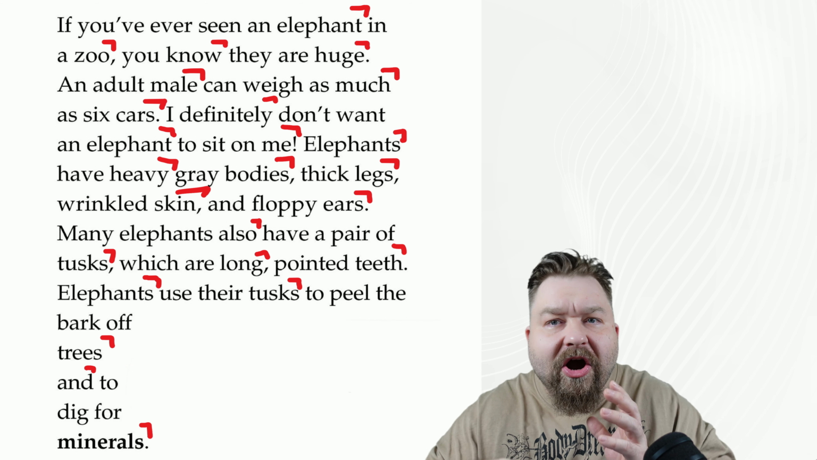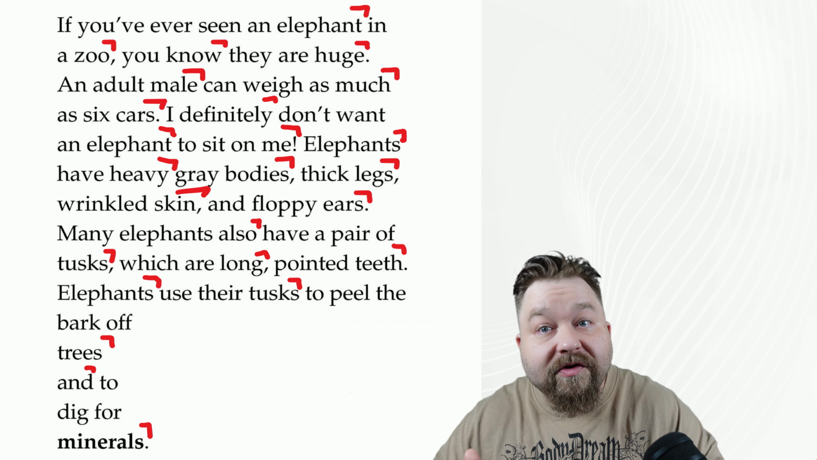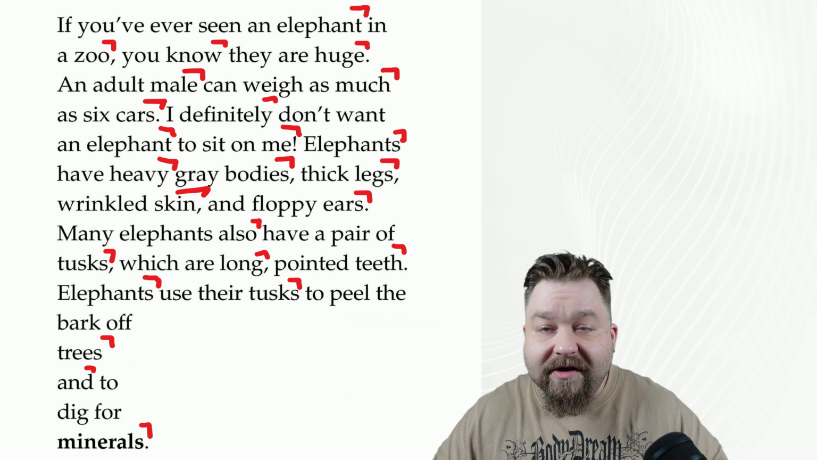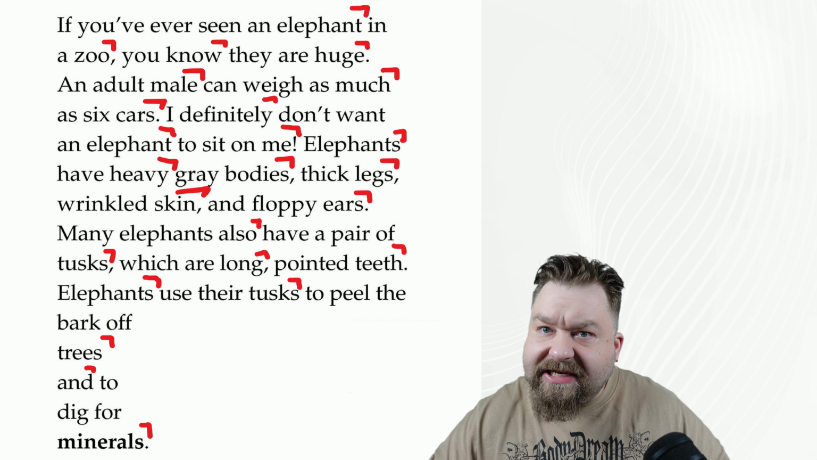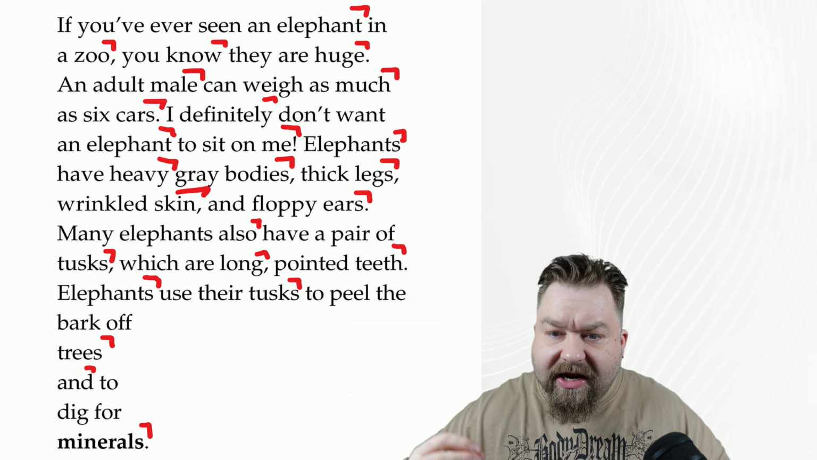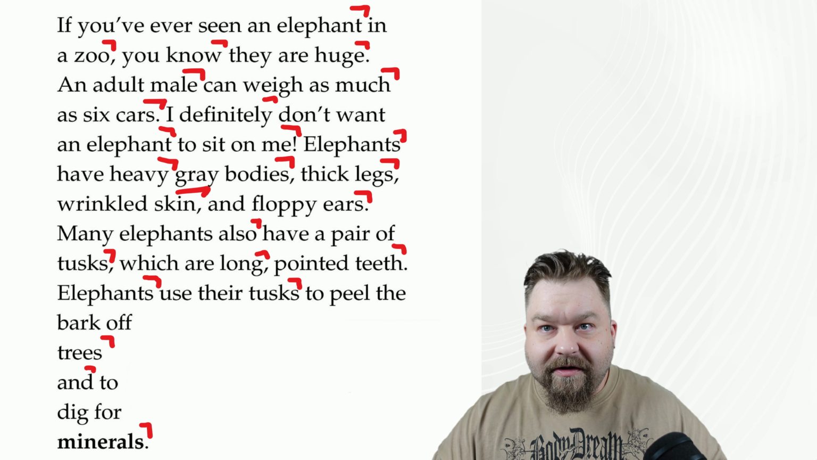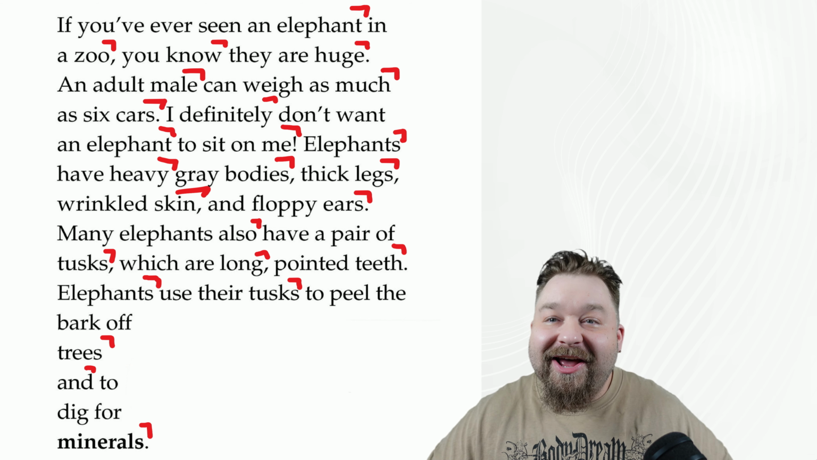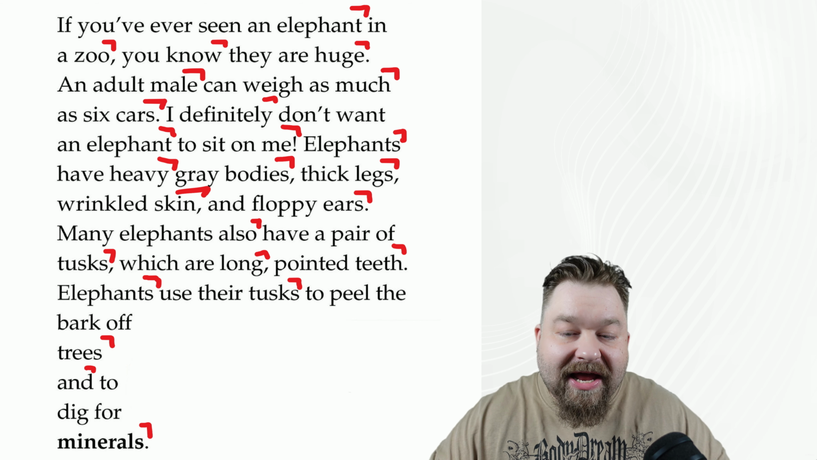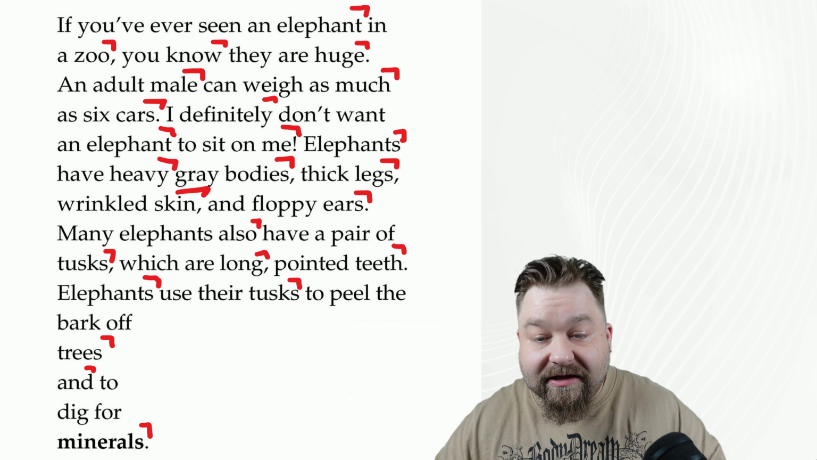See, we can change our kind of emotion when we give a list like this, especially it depends on the story. If it's a happy story, we can have more fun with it, like I did. Floppy ears, okay? But if it's something serious, we maintain that tone. And ooh, right? They have heavy gray bodies, thick legs, wrinkled skin, and floppy ears. Serious. Okay? So we just maintain our emotion through it. Okay? There we go. Many elephants also have a pair of tusks, which are long, pointed teeth.